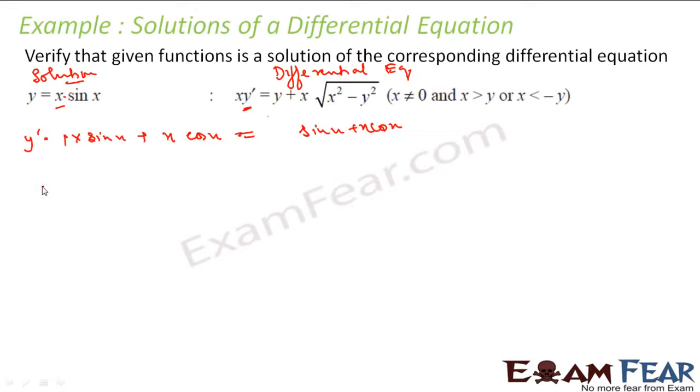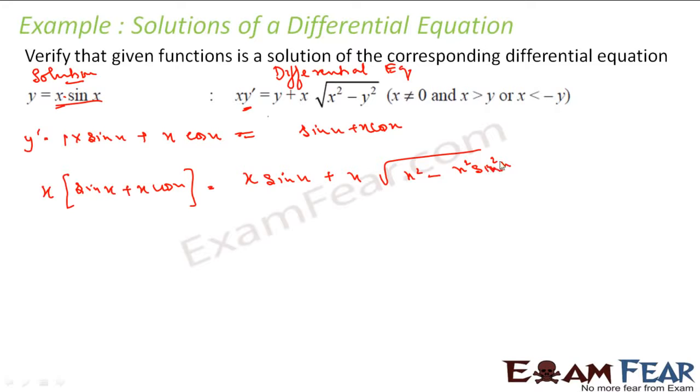So my equation is x, y dash is this guy, sin x plus x cos x is equal to y, which is again x sin x, I'm putting everything in terms of x, plus x into root of x square minus y square. Y square is nothing but x square sin square x. Correct? So I have to prove if LHS is equal to RHS. So this is my LHS and this is my RHS.